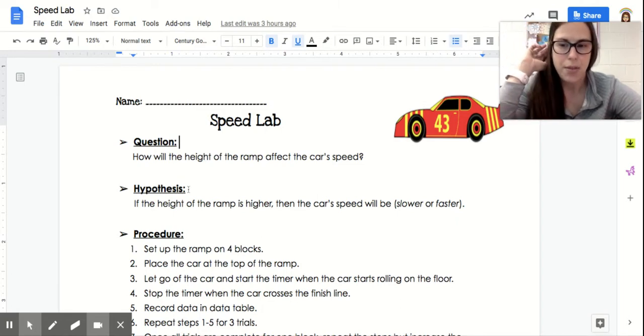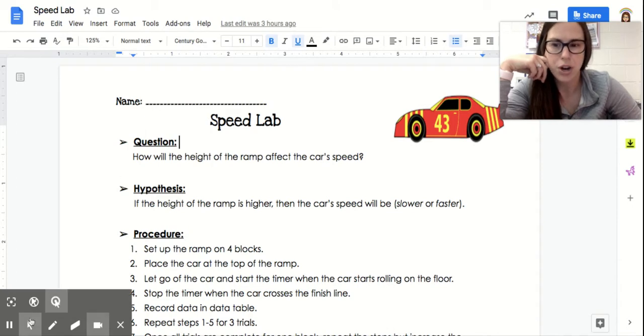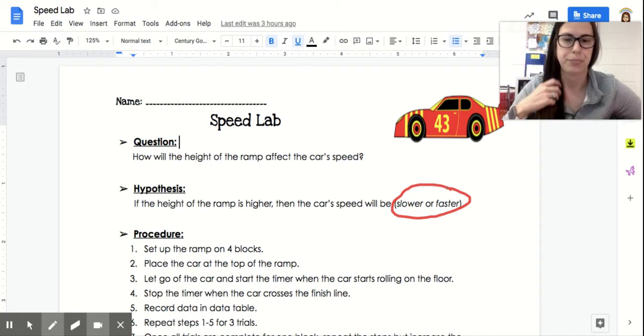So find your hypothesis. It says, if the height of the ramp is higher, then the car's speed will be slower or faster. You need to circle one of these. Do you think that when we increase the height of the ramp, will the car go slower or will the car go faster?